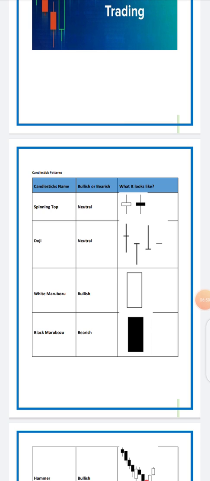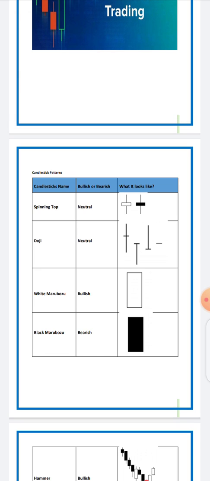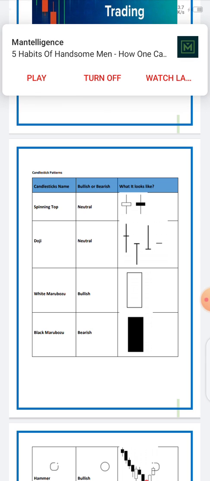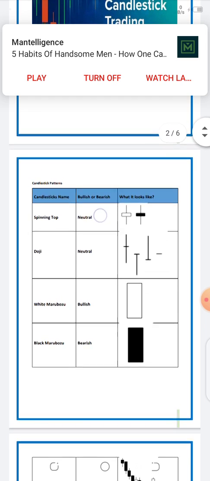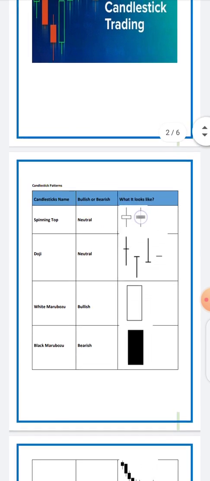The first one here is, you can see we have three different columns there. We have the candlestick's name, we have the bullish or bearish, and we have what it looks like, that is their patterns, so that you'll be able to identify them on the chart. The first one here is spinning top. As you can see, the spinning top is actually neutral. It is neither bullish nor bearish.